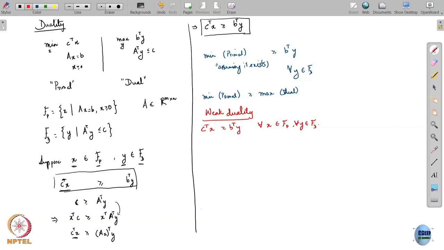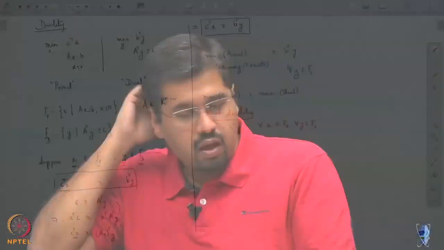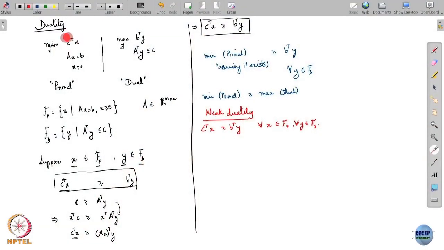Okay. Now, the thing that I mentioned at the start: you might be first tempted to think that this is somehow some sort of simple operation, in the sense that, say, when you are minimizing c transpose x, it is like trying to come to the bottom of a function, and maximizing b transpose y, you are trying to get to the maximum of it.